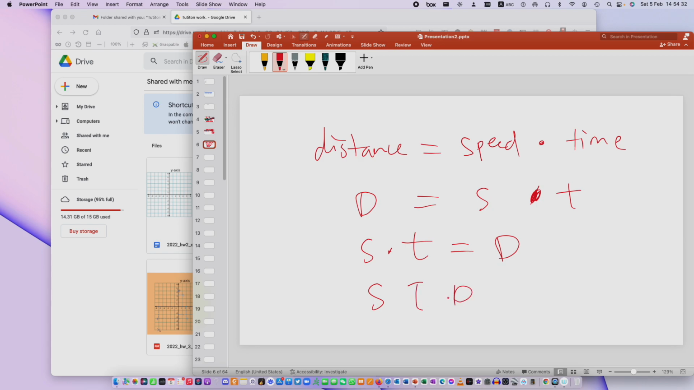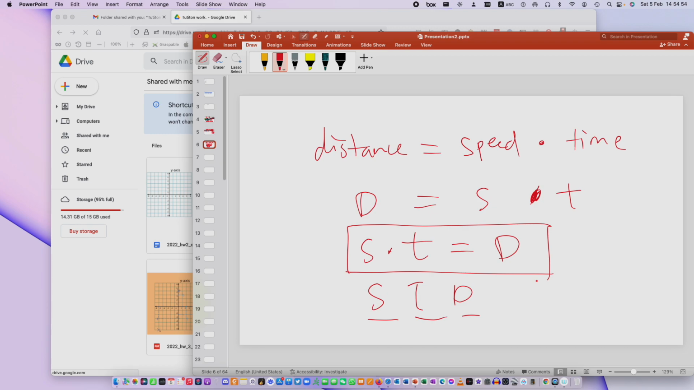STD. I think you have learned this term, right? Have you learned this term? Sec 2 already? Not yet. Sexually transmitted disease. You are going to learn it. But anyway, that's how I remember S times T is equal to D. So this is one way for me to remember it.